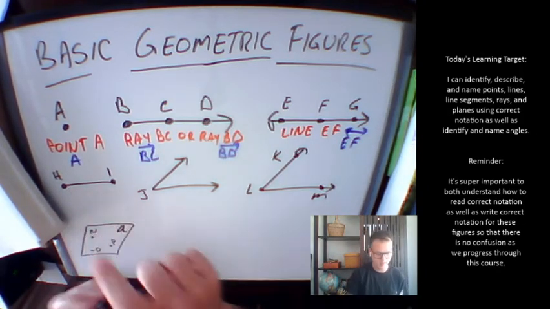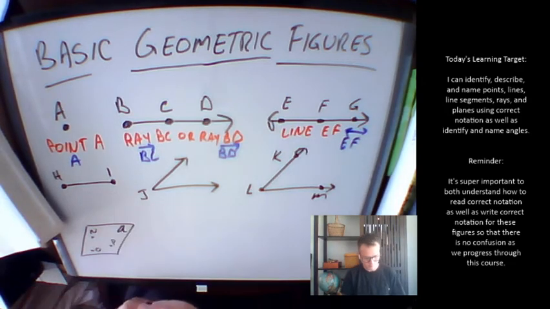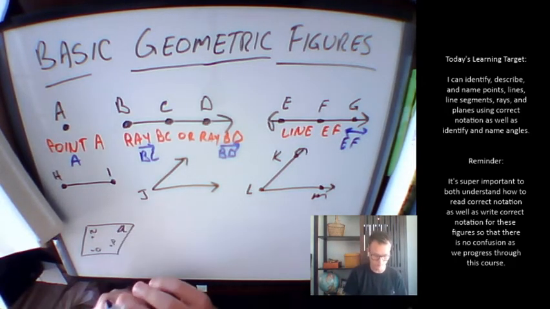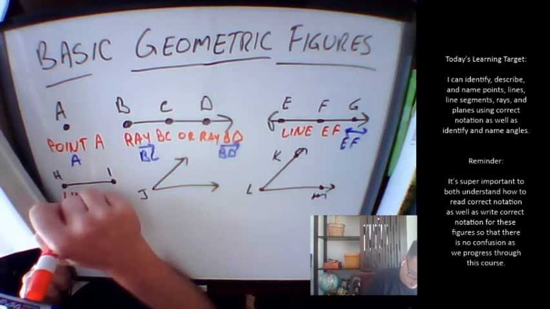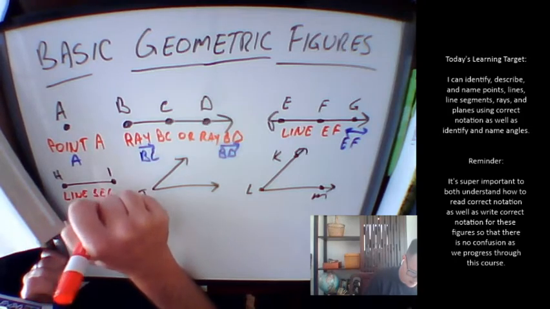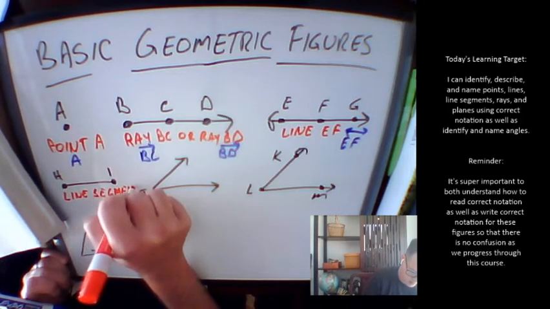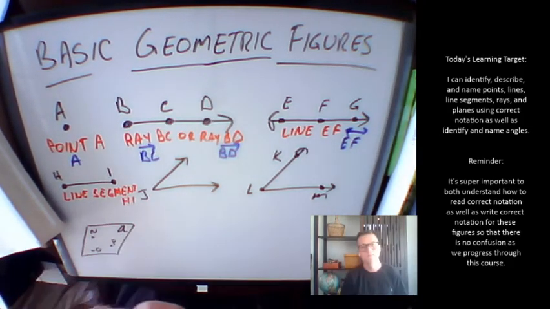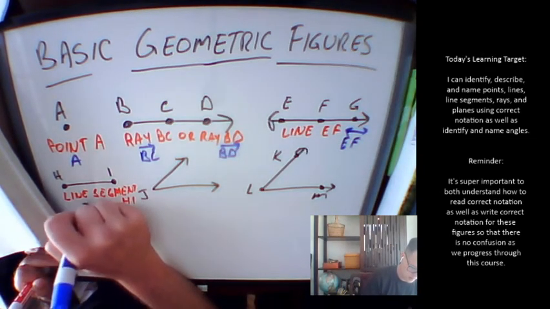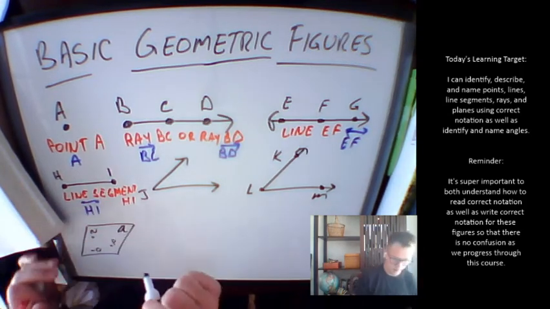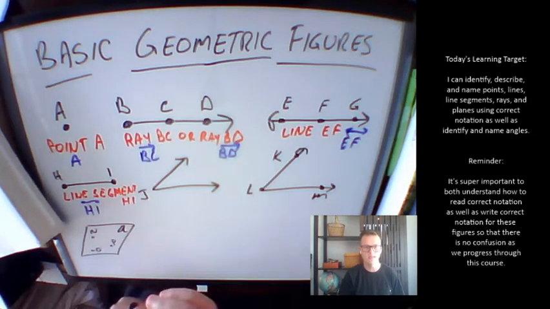Okay, the second line. We have this line here, but it's got endpoints at H and at I. This is called a line segment. It's just a chunk of a line. It's not going forever in both directions. So we would call this line segment HI. Pretty simple. Then in terms of notation, just HI with a line above, or sometimes you see endpoints like that. Just make sure there's no arrows and you're safe when talking about a line segment.